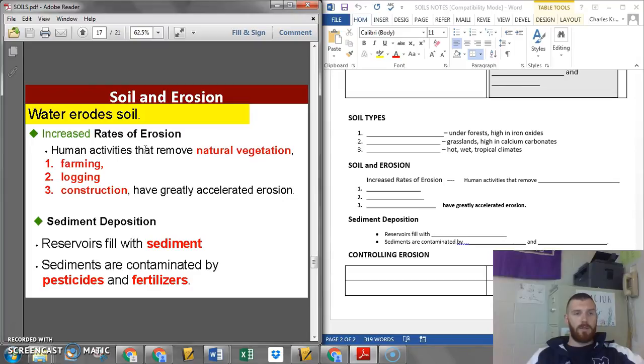So water erodes soil. So increased rates of erosion are due to human activities that remove natural vegetation, such as farming, logging, and construction. And these greatly accelerate erosion. Here we have sediment deposition, which is where reservoirs will fill with sediment, and sediments are contaminated by pesticides and fertilizers in these and can lead to poor water quality.